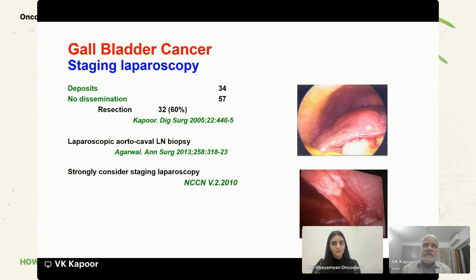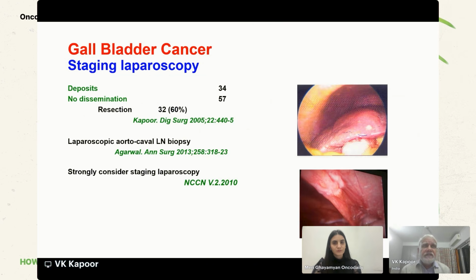Now, once we have found that the disease is resectable and the patient is fit for surgery, before we take the patient for a surgical procedure, we strongly recommend staging laparoscopy, because it has been shown that staging laparoscopy can detect these small surface peritoneal deposits which can be missed on CT scan and even on PET scan. But they can be easily picked up on staging laparoscopy, and then it should be biopsied and sent for frozen section. If it is positive, then one should not resect because the outcome is going to be poor.